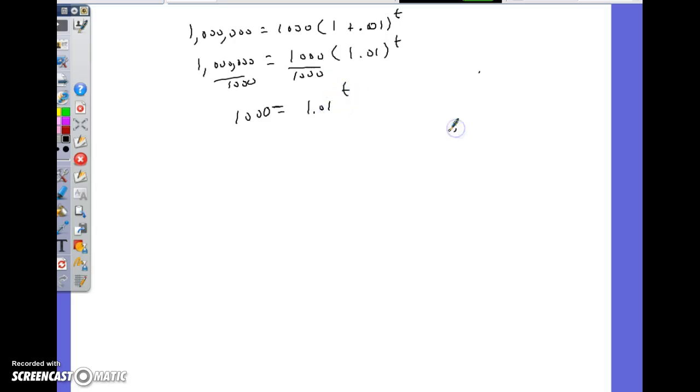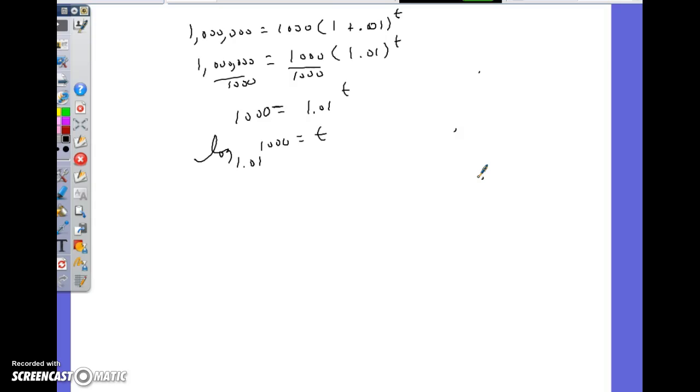Well, now we can do the next step, right? We know how to do the next step. The next step would be log base 1.01 of 1,000 equals t. And now I get to cry again because I do not know what log base 1.01 is. Fear not.